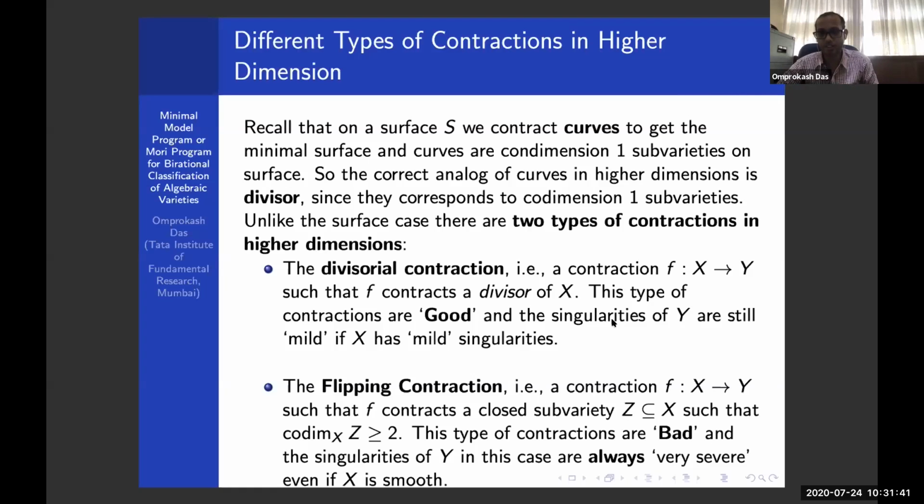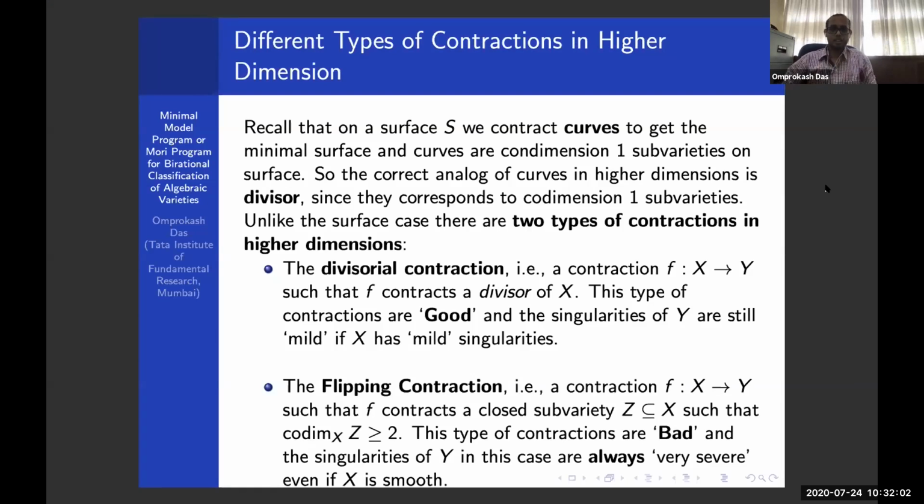This type of contraction is actually bad, very, very bad. It's an extremely severe contraction. Y is always singular when you do this kind of contraction, even when X is smooth. Y is necessarily a singular variety even when X is smooth. But unfortunately, this type of contraction is unavoidable in the minimal model program. So we have to deal with it.